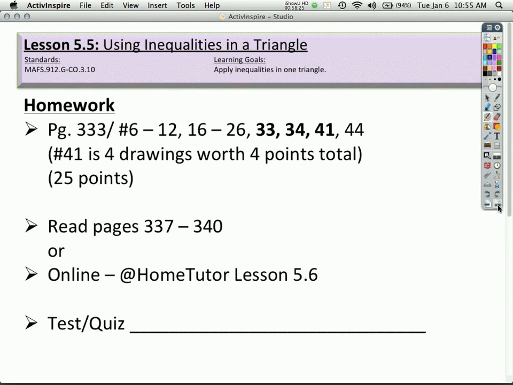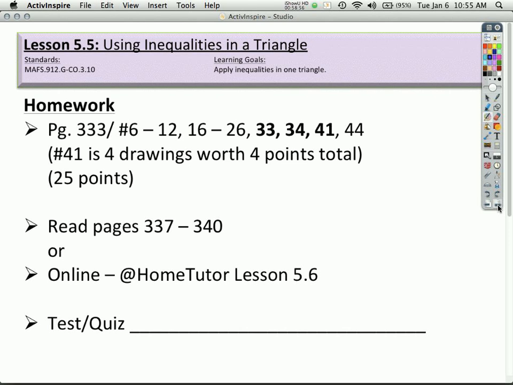It's 4 different drawings you have to make. So you're going to have to use a ruler and you're going to have to make 4 drawings. There are many possible answers. So the answer sheet has sample answers. You need to use your brain to figure out whether your answers make sense. Each drawing is worth 1 point. So that one question is really 4 points. So there's a total possible of 25 points on this homework assignment.